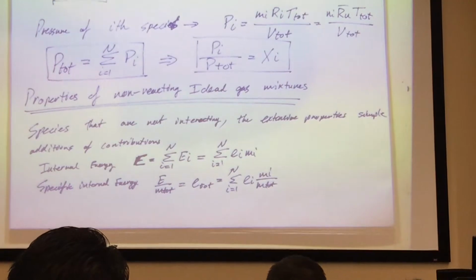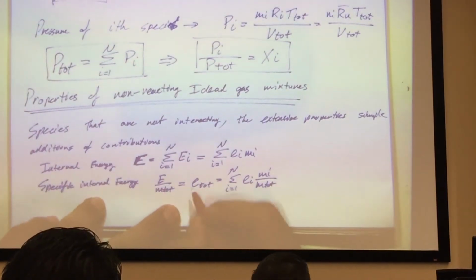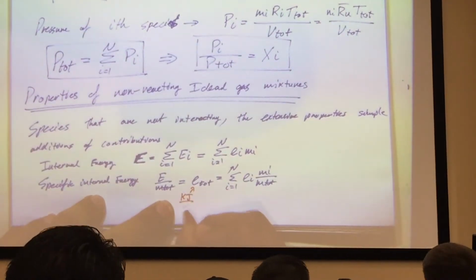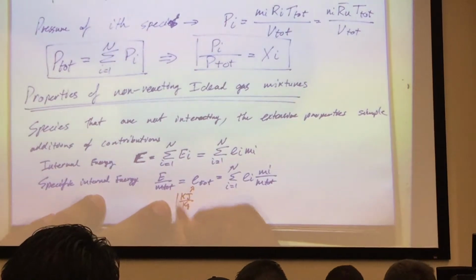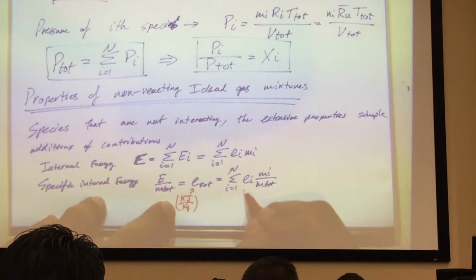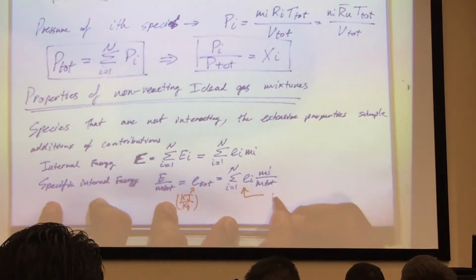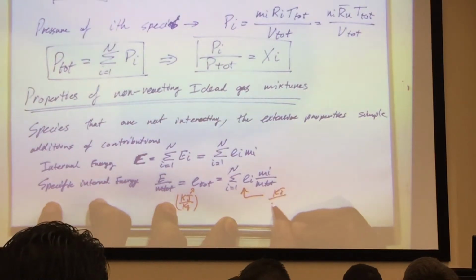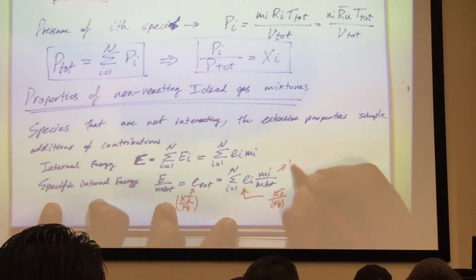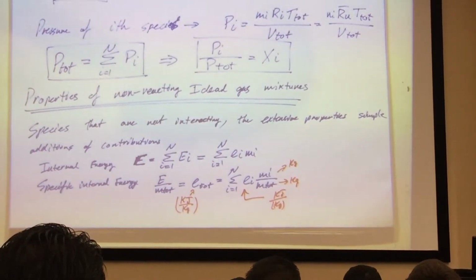Let me write some units here. This will be in terms of kilojoules over kilograms. The mass specific will be kilojoules per kilogram. And this is kilograms, and this is kilograms. So, units check out.